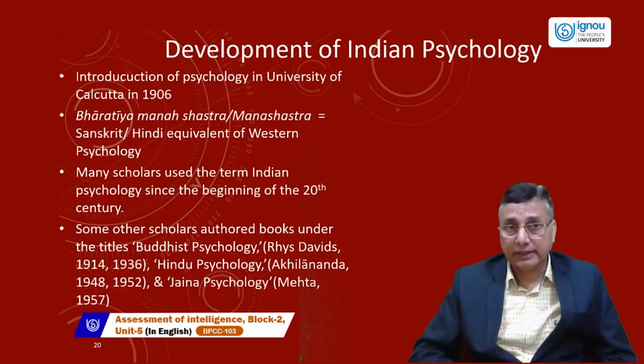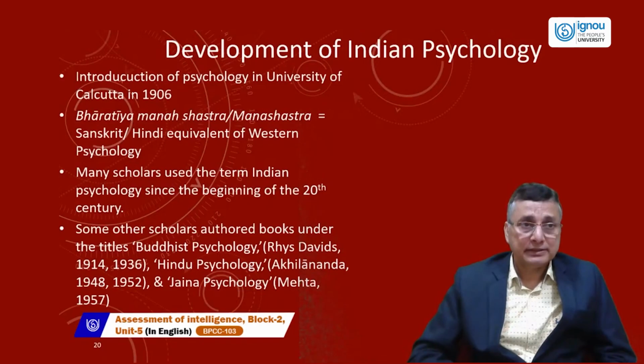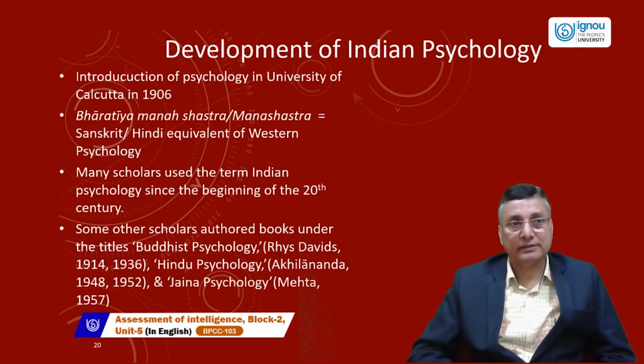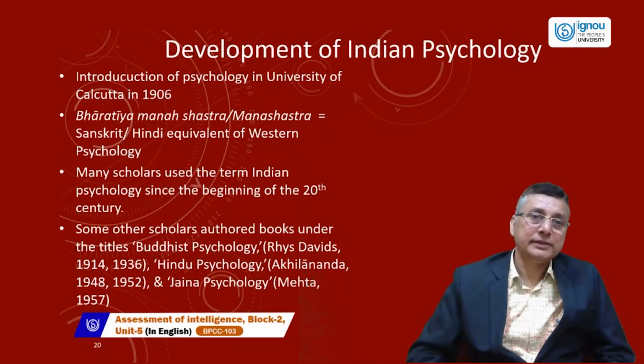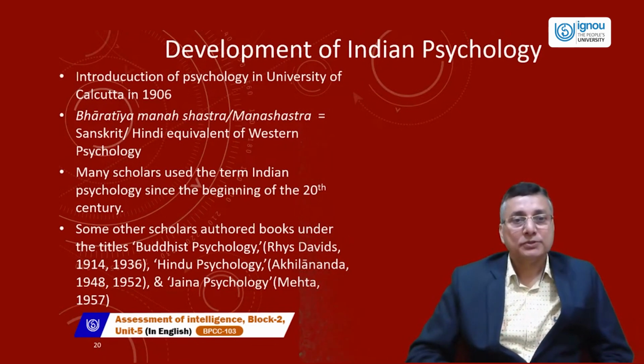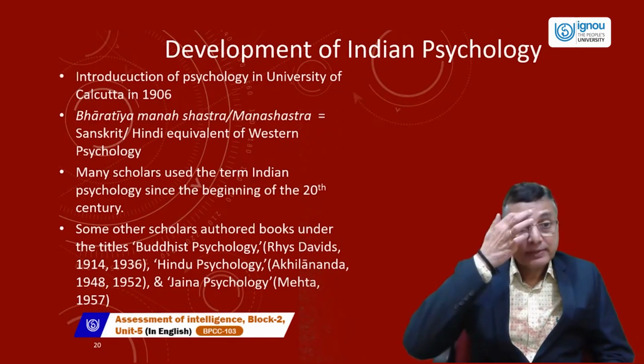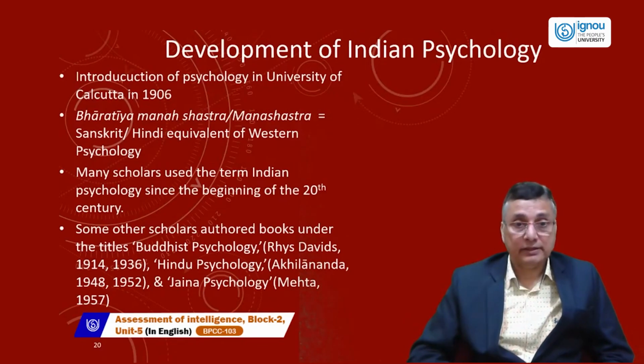Then the development of Indian psychology. The introduction of psychology in the University of Calcutta started in 1906. This was the first time in our country. And Bharatiya Manas Shastra, that is the Sanskrit or Hindi equivalent of Western psychology. So this term was used at that time. Many scholars have used the term Indian psychology since the beginning of the 20th century. Some other scholars authored books under the title Buddhist psychology, Hindu psychology, and Jain psychology.